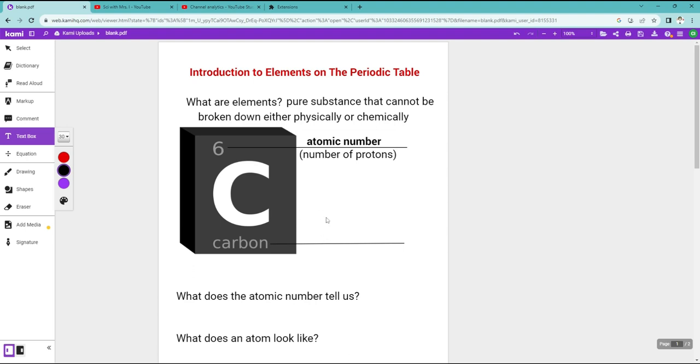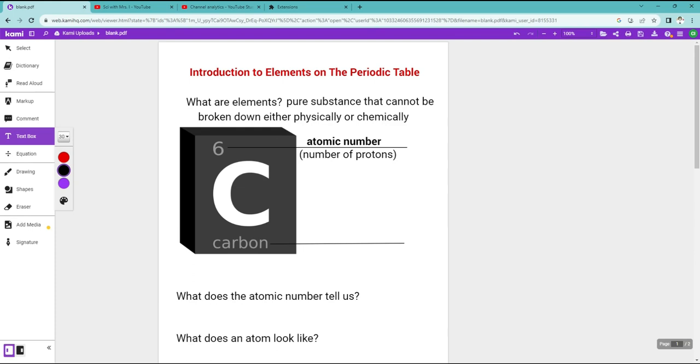So the atomic number is always going to tell us the number of protons. The number of protons is not going to change. If it does, it is no longer carbon. So again, that atomic number, or the number of protons, is going to tell us the element's identity.